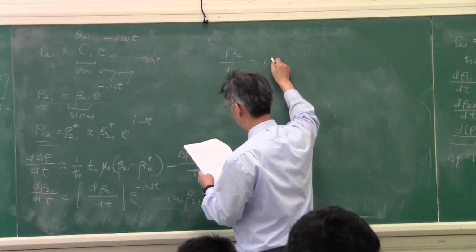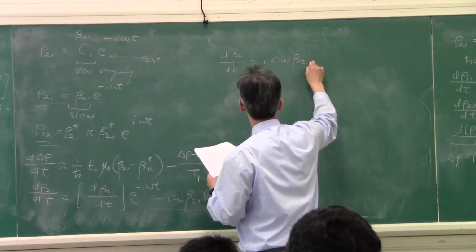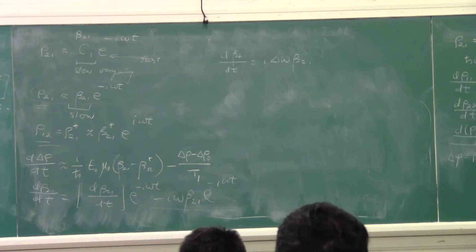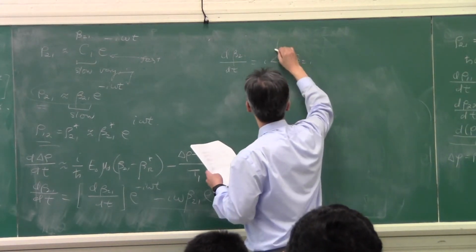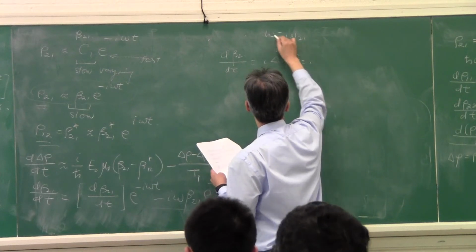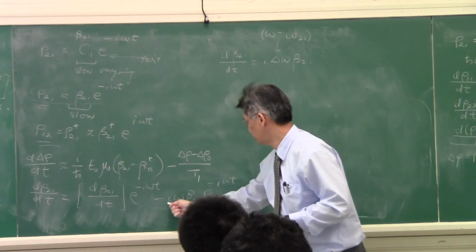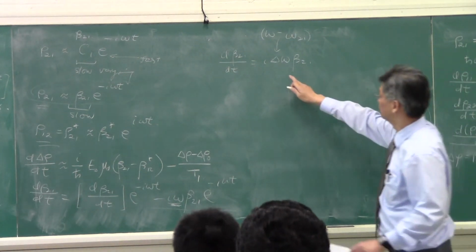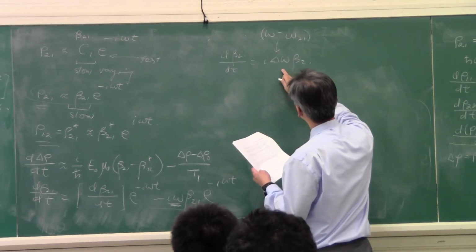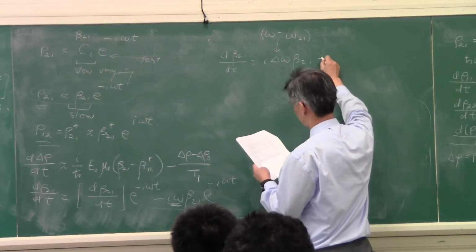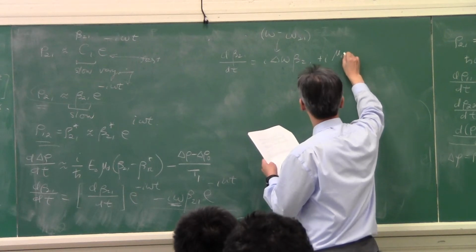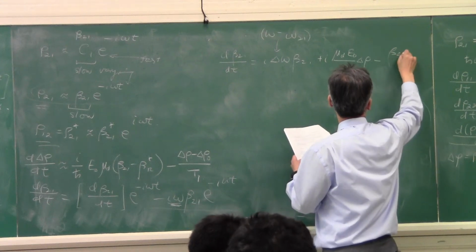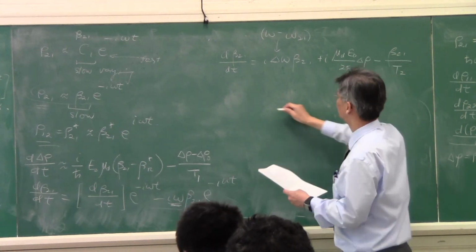That would be delta omega beta 2,1, because there is an omega coming from here. And then this delta omega is just equal to omega minus omega 2,1. Because I have an omega coming from here, I have an omega 2,1 coming from here, and they don't really cancel. Let me call that difference delta omega. At resonance, that term will cancel. And I have this new equation of motion for beta 2,1.